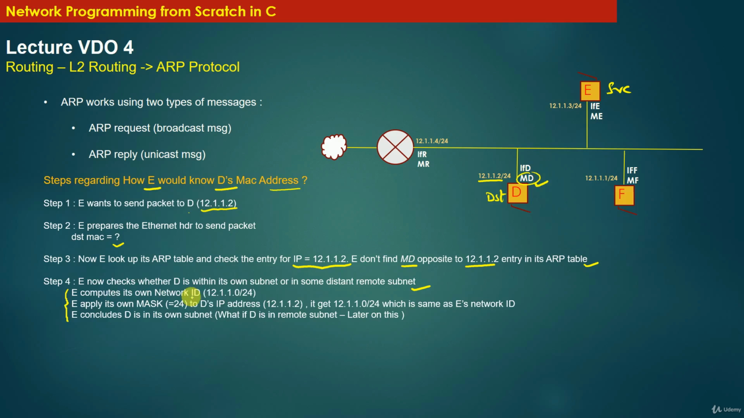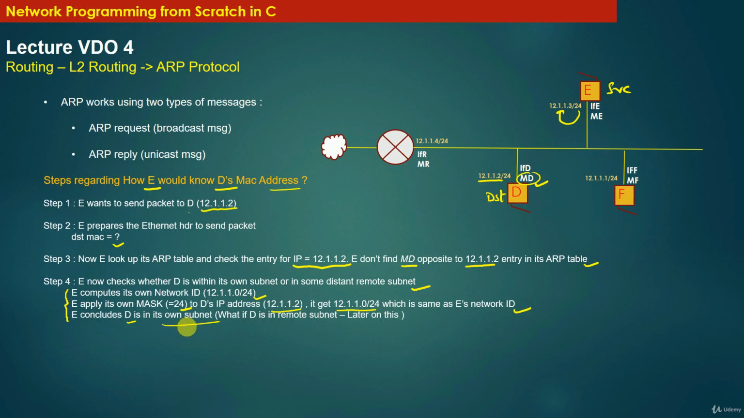E computes its own network ID, right? So how can E compute its own network ID? Apply the mask value on its IP address. So it will get 12.1.1.0/24. This is the network ID in which source machine E is present. Next, E applies its own mask value, that is 24, to D's IP address, which is 12.1.1.2, and it gets 12.1.1.0/24, which is the same as E's network ID, right? So E concludes that destination machine D is present in its own subnet, right?